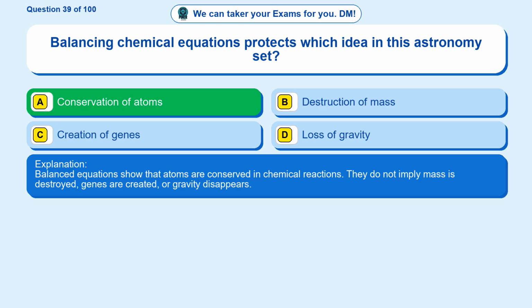Balanced equations show that atoms are conserved in chemical reactions. They do not imply mass is destroyed, genes are created, or gravity disappears.